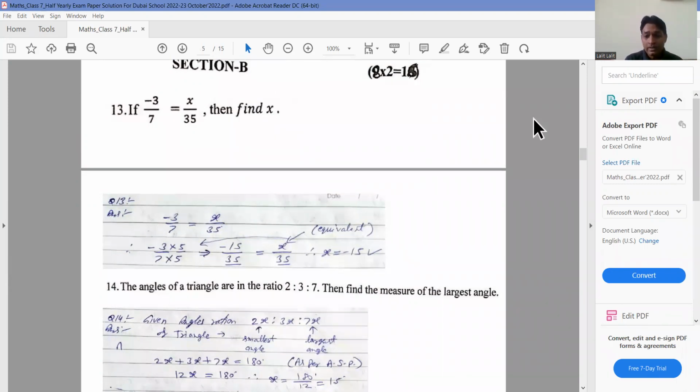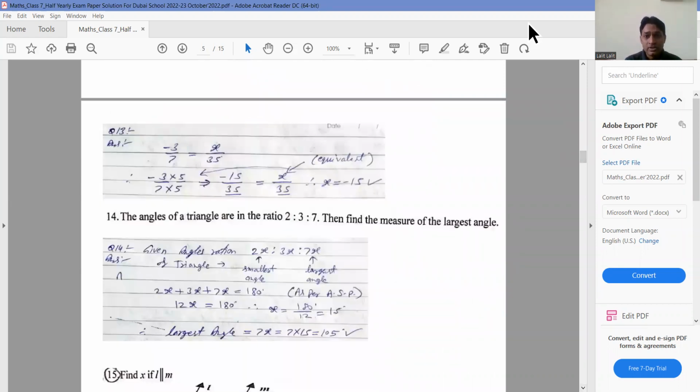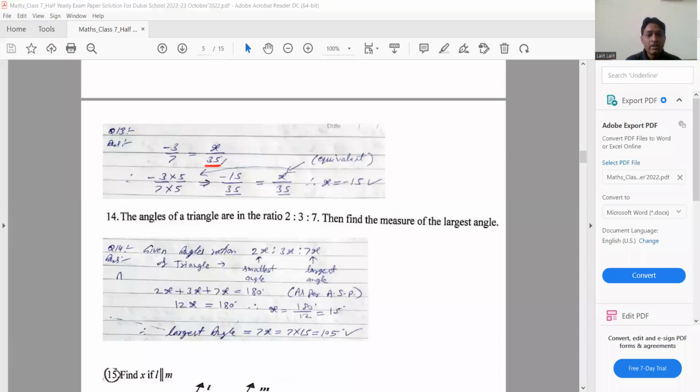So we know it very well that for the equivalent fraction of minus 3 upon 7, we need 35 in the denominator. So if we multiply 7 with 5, we will get 35 in the denominator. So let's multiply 5 upon 5 with minus 3 upon 7. So what answer will we get? Minus 15 upon 35. So now minus 15 upon 35 is also equal to x upon 35. So when denominators are equal, then numerators are also equal. So we can say x is equal to minus 15. So this is the answer.